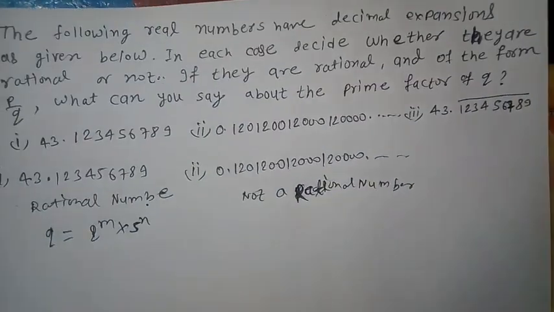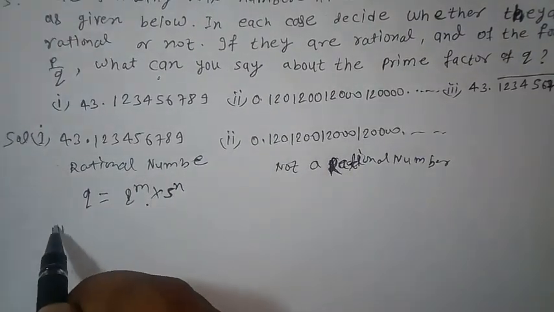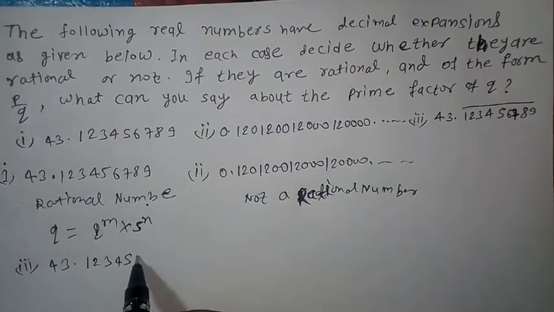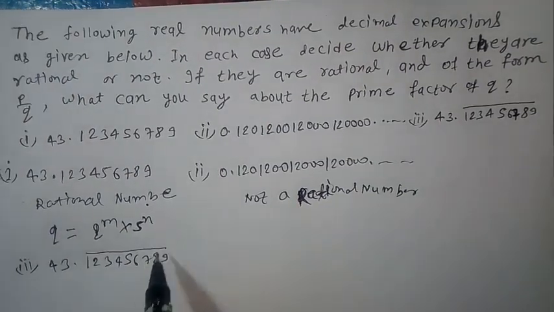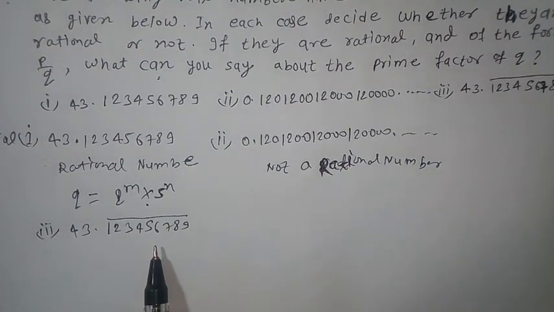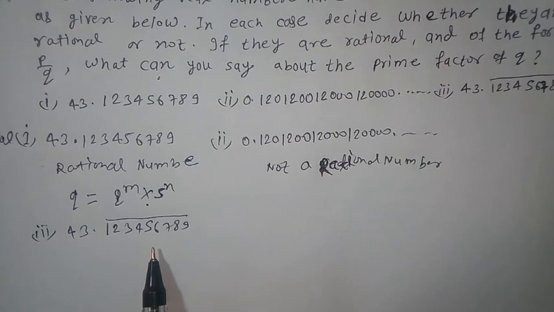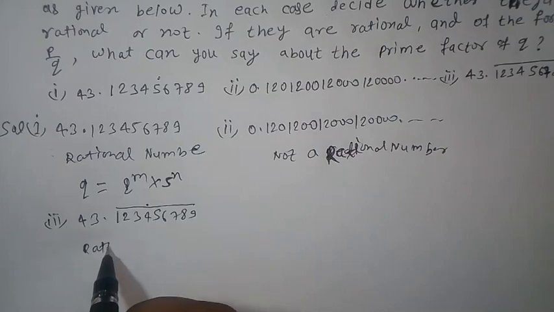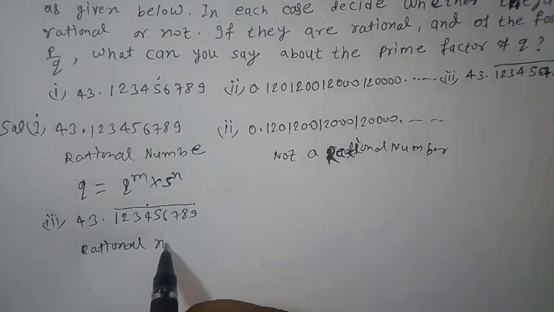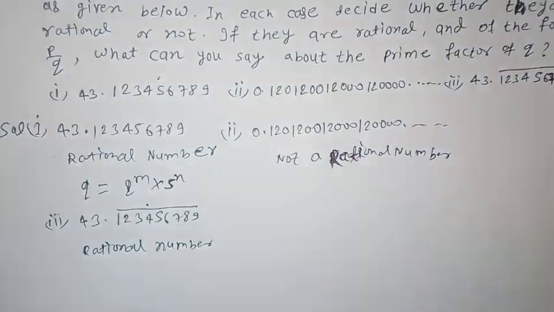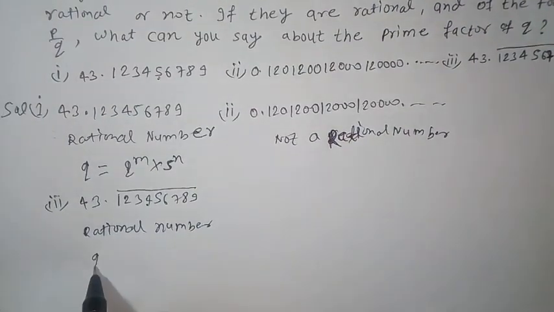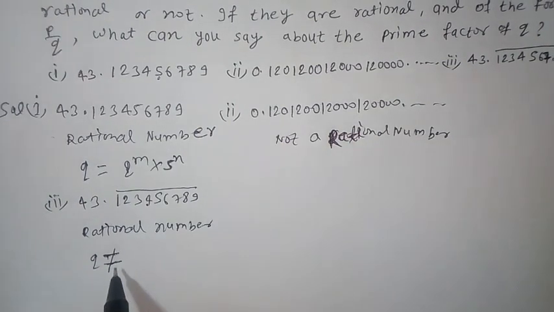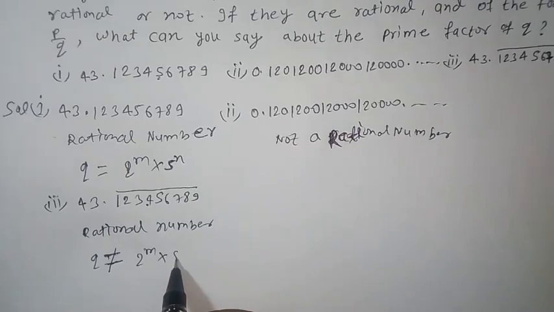Question number 3. 43.123456789 recurring. Recurring means this is a non-terminating repeating number, so this is also a rational number. Here this is a non-terminating rational number, so q is not of the form 2 to the power m into 5 to the power n.